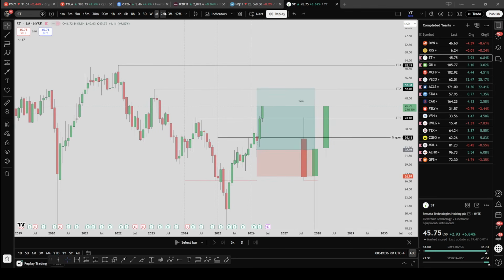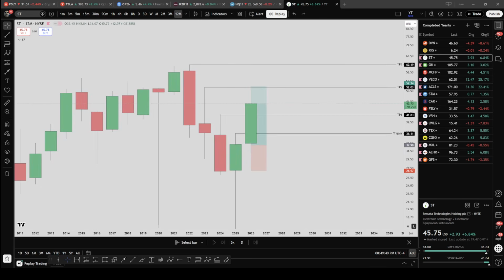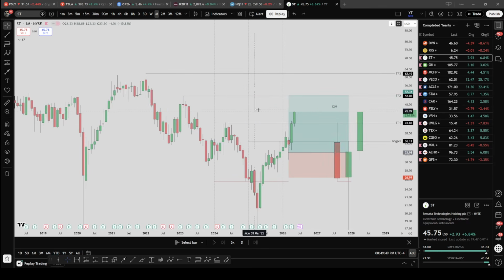So let's look over some other names. All right, so ST, what do you notice? It has to do with electronic technology. I think they make chips. I'm pretty sure they do. But right now it's breaking out, and it already took 2024's high.